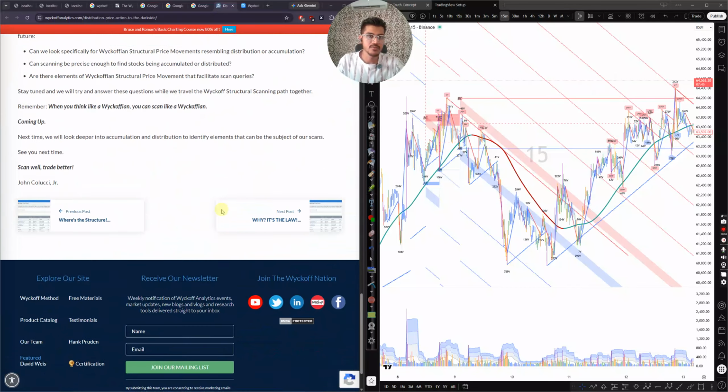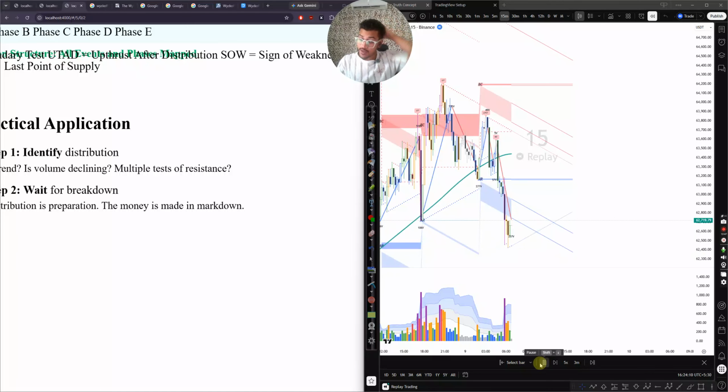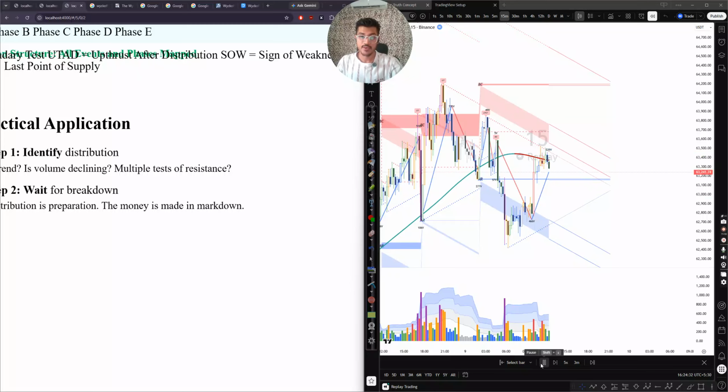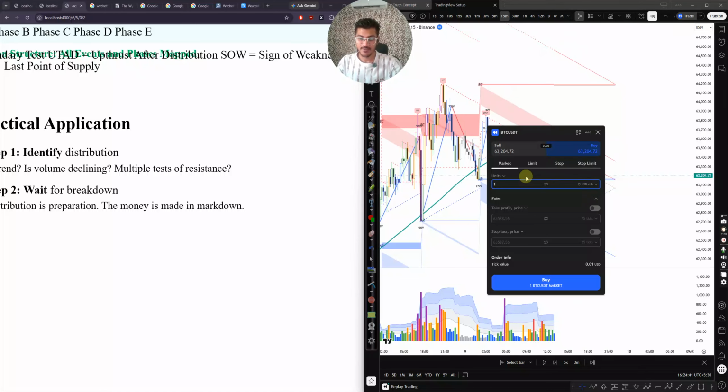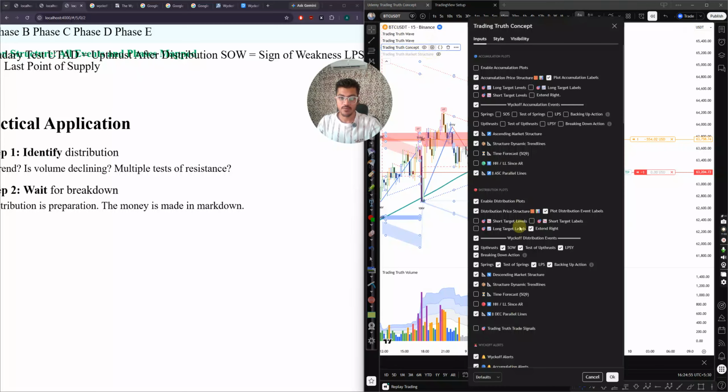So if I go back around here, I see selling is coming into the market, so this is your sign of weakness. Then the market can go above the resistance, so it tries to come down from there, and that's your breaking down action. It's already in the markdown phase, so we can actually sell it. Put our stop loss above the support there, and then we can put our take profit, short target levels, short target labels like that.